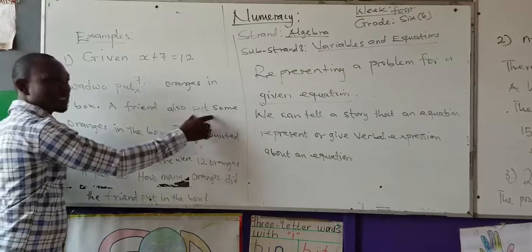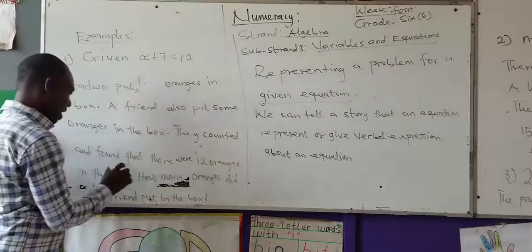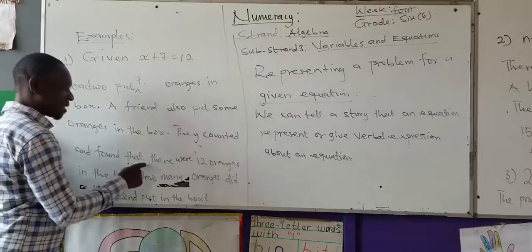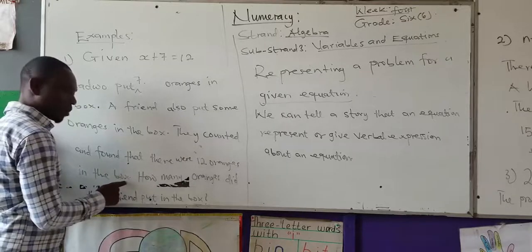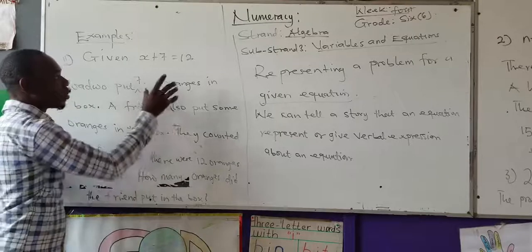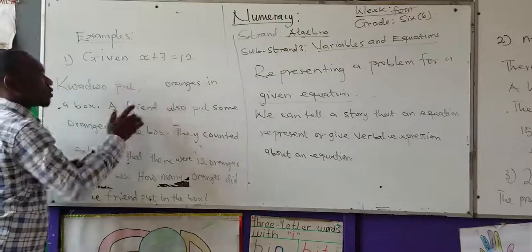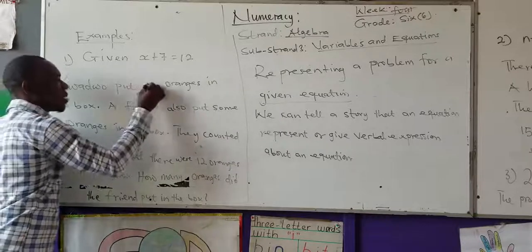So that some oranges is unknown. That is the x, the variable. We don't know it. And they counted and found that there were 12 oranges in the box. How many oranges did the friend put in the box? So based on this equation, I have formed a story out of it.